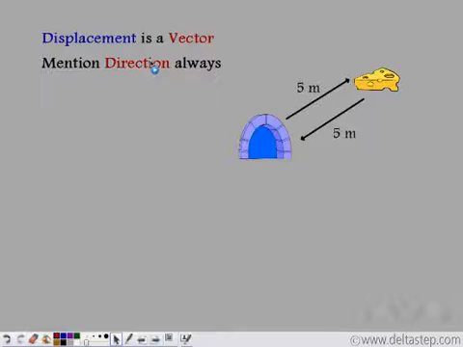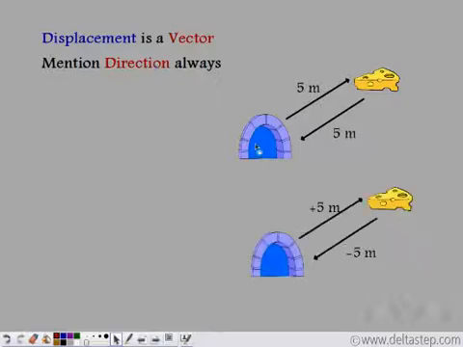So what do we do? We fix a sign convention. We arbitrarily assign one direction as positive, and since we are studying one-dimensional motion here, on assigning one direction as positive, the exact opposite direction becomes negative. So if we assign home to cheese as the positive direction, cheese to home, that is the exact opposite of this, becomes the negative direction.